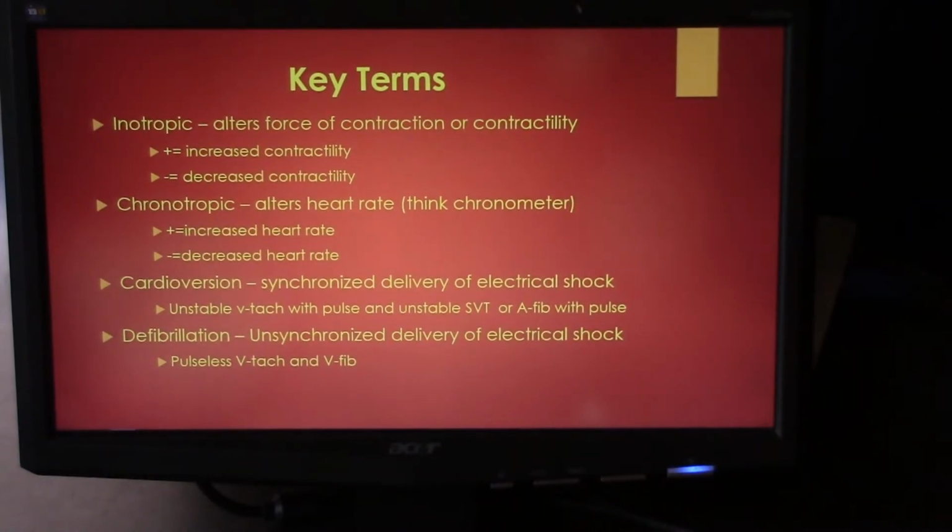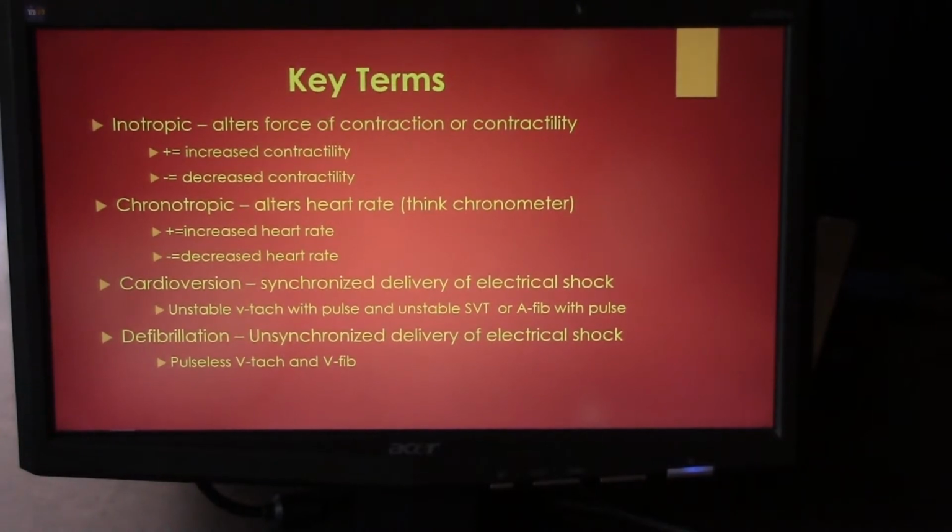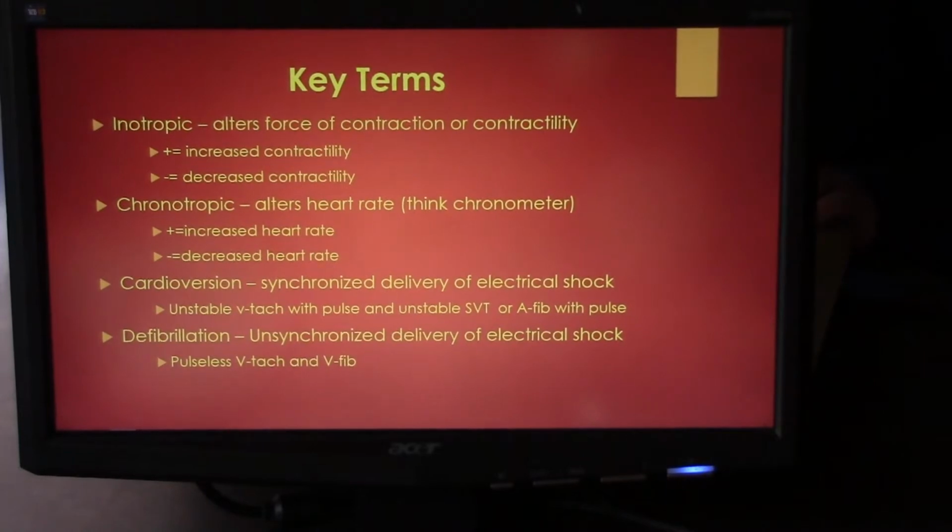Defibrillation is different in that you don't have to have the patient hooked to that monitor that has a defibrillator/cardioverter. As soon as you push the buttons, the shock is delivered. It does not detect anything. It just delivers the shock as soon as you push the buttons. In that situation, you would use it for pulseless tachycardia such as VTAC and VFib.